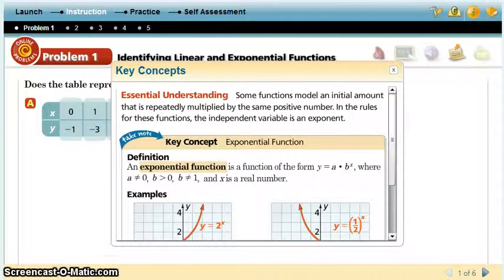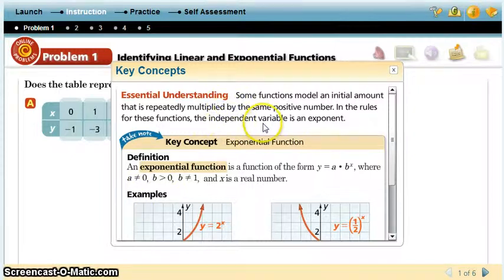Now, the other equations that we've dealt with, we've had an initial amount, and then we've had a rate of change. We've used things like slope-intercept form, y equals mx plus b. And so we've had linear equations. Now this one, the rules are a little bit different.